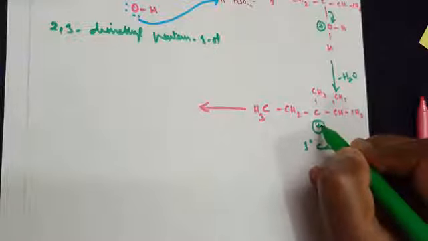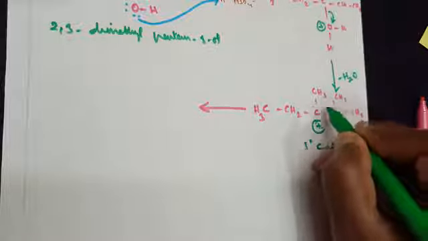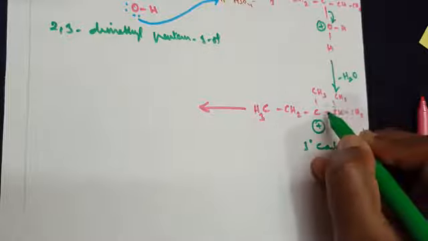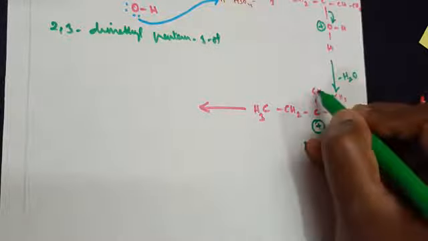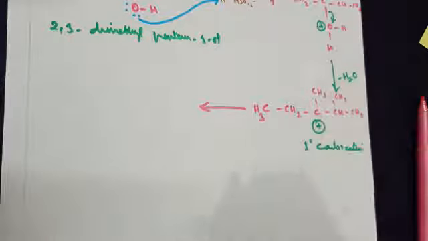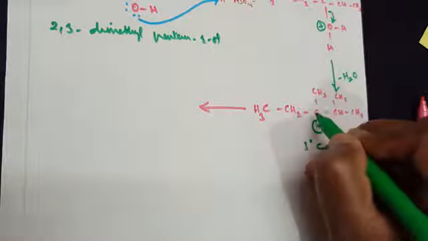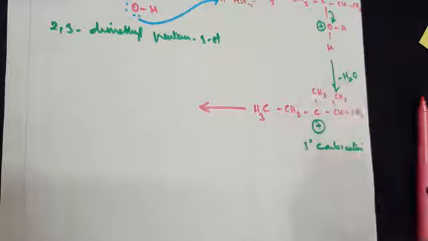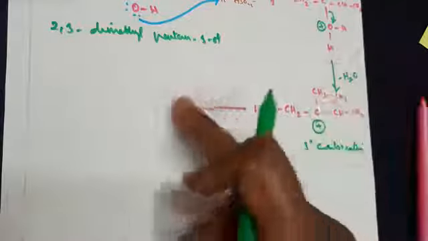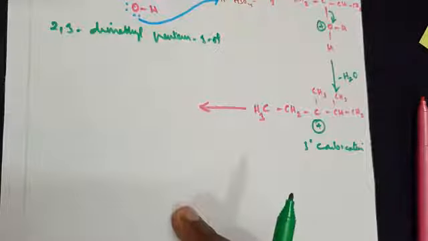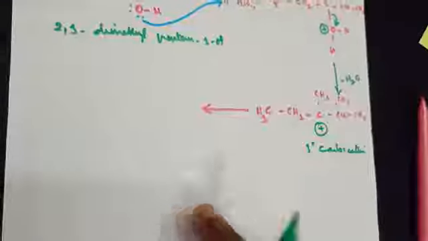If it is a tertiary carbocation, you need to show 3 different alkenes, because this group can help us form an alkene double bond, this group can also help us form a double bond, and this group too. So finally you will have 3 different alkenes. You need to check which is the most stable based on the number of substitutions.